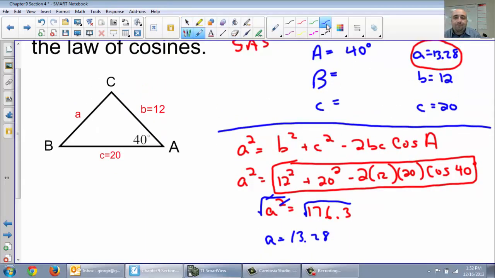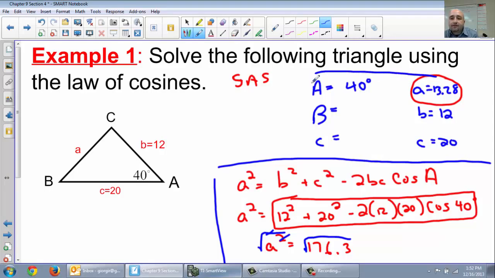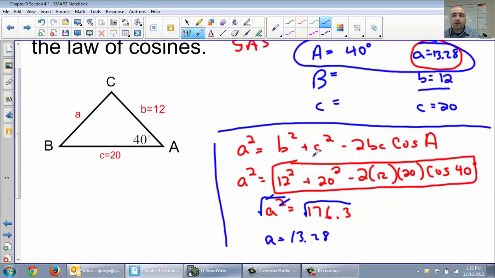Now, if you notice, I now have a set. I can now go back and do the law of sines. Now, the trick is, once you go back to the law of sines, you want to do the smaller of the two first. So I have a 12 and a 20 left. I'm always going to start with the smaller one. So we're going to set up our law of sines. Sine of 40 over 13.28, there are my A's, equals, we're going to do the B's first, sine of angle B all over little 12.